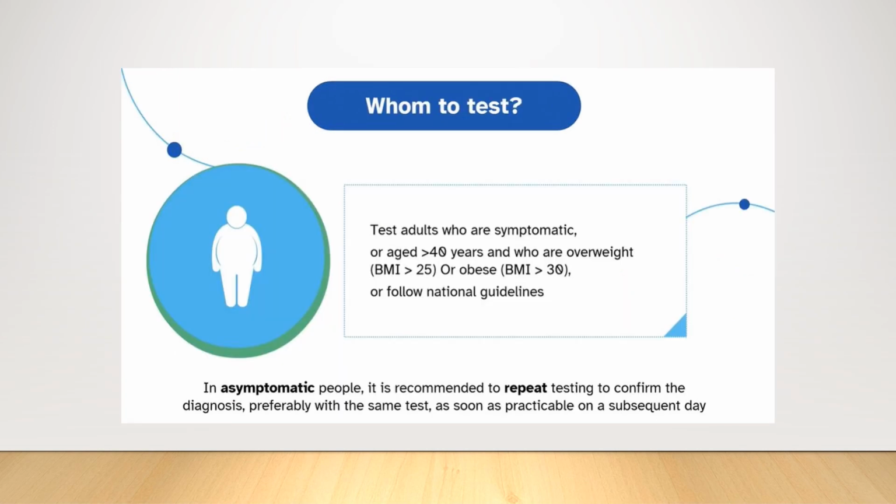Whom to test. Test adults who are symptomatic or aged greater than 40 years or who are overweight, meaning having BMI greater than 25, or obese, having BMI greater than 30, or follow national guidelines. In asymptomatic people, it is recommended to repeat testing to confirm the diagnosis, preferably with the same test as soon as practicable on a subsequent day.